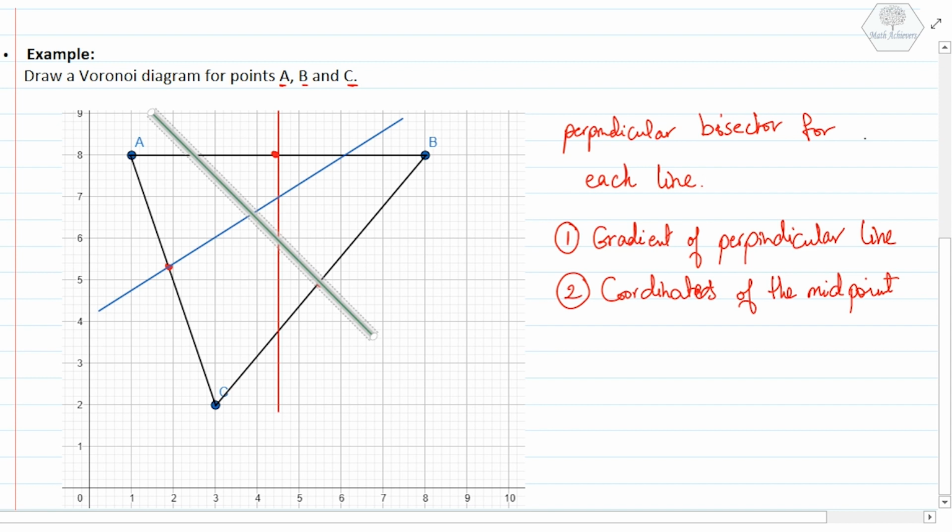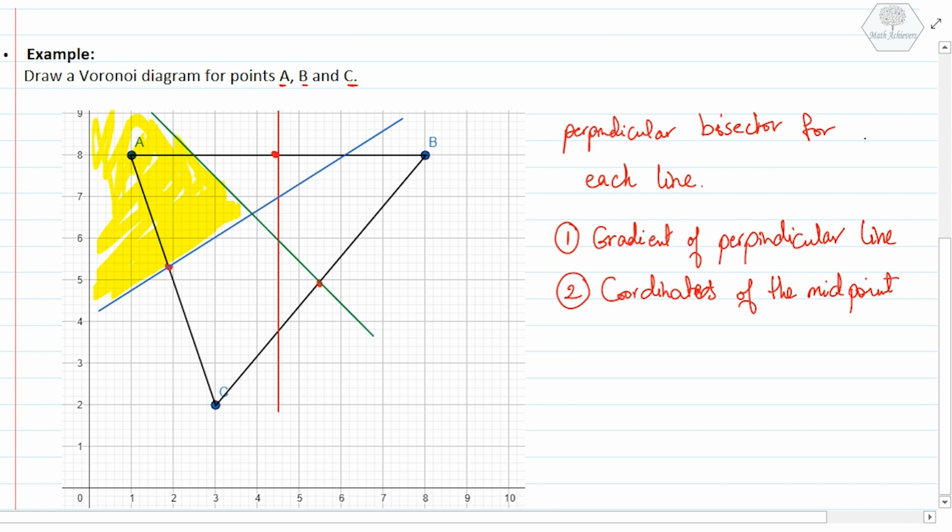After that, I will be checking the areas that are closer to A than B or C, and then checking the areas that are closer to B than C or A, and so on. So now, let's check the point A. Where are the areas closer to A than C? It is the area above this perpendicular bisector. So I will be shading the whole area in yellow.